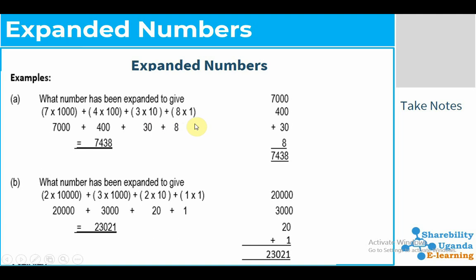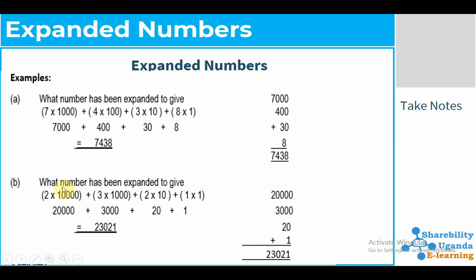7,438. All right, so they made the addition, or the sum, from here. They say 7,000 plus 400 plus 30 plus 8. So they are able to come up with this result. This is the number which was expanded to come out with this.